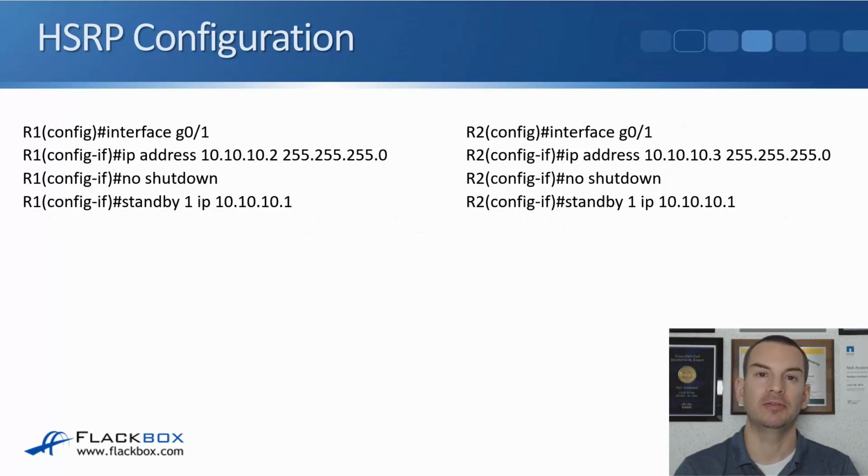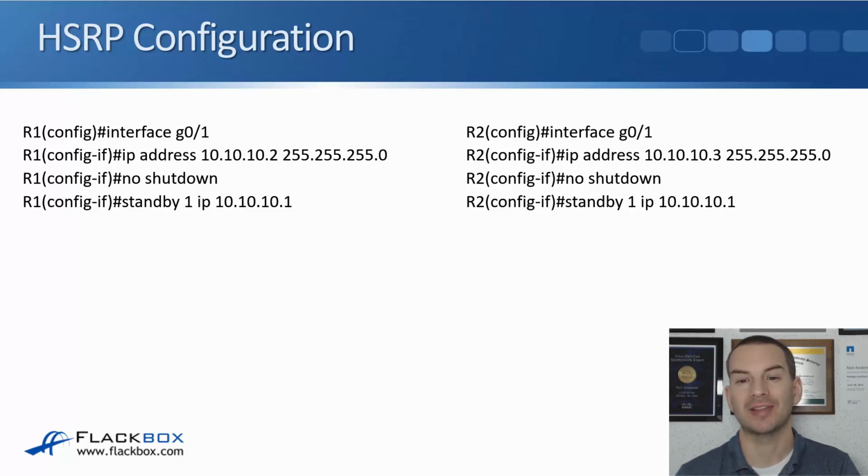So looking at the configuration, it's very simple. On R1, for our example, we say interface Gigabit Ethernet 0/1. The physical IP address 10.10.10.2, 255.255.255.0, no shutdown, so that's just standard interface configuration. For HSRP, we just want to enter one additional command, which is standby 1 IP 10.10.10.1. HSRP uses the standby command. We do a matching configuration over on R2. It's also on interface Gigabit Ethernet 0/1.